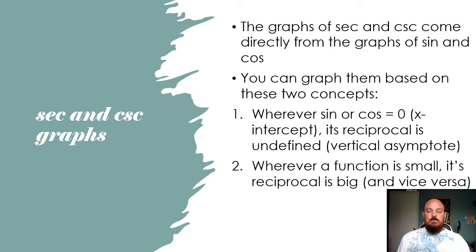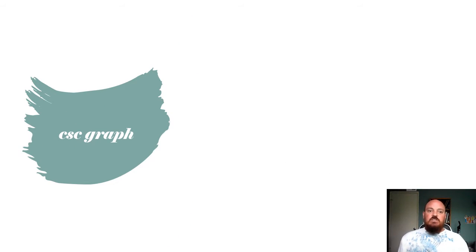Now, the second concept is more of a general concept, and it says when you're talking about reciprocals, the bigger a number is, the smaller its reciprocal is, and vice versa. The smaller a number is, the bigger its reciprocal is. And with just those two concepts, you can really quickly and easily turn either a sine graph into a cosecant graph or a cosine into a secant graph. So let me do a quick sketch of each one.